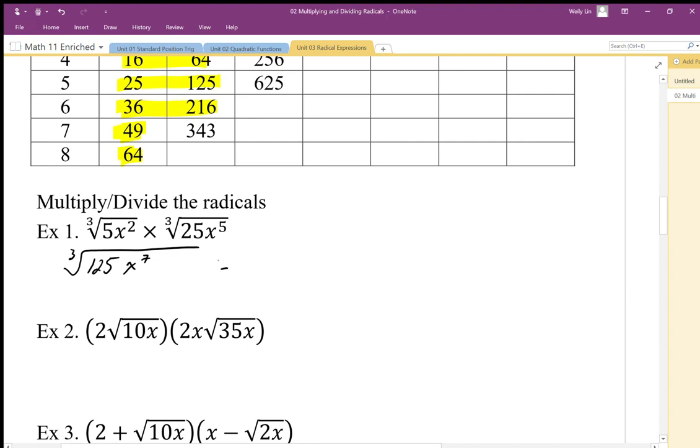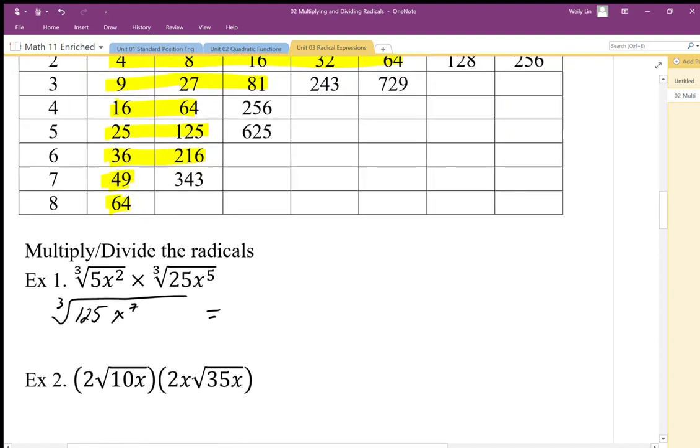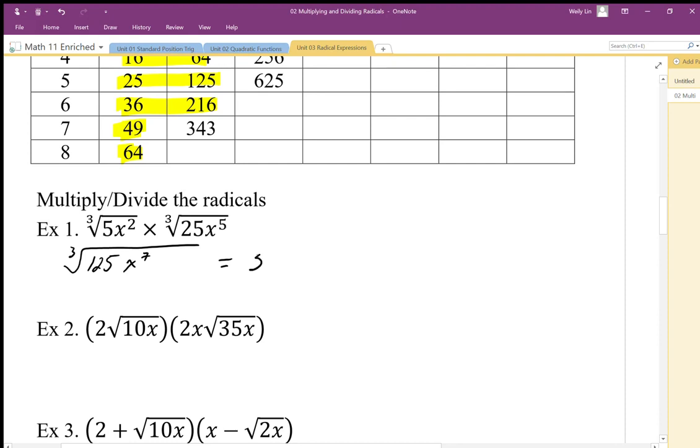Now this can be simplified, since 125 is a power of 3. That's a perfect cube, so that should end up on the outside. With x to the power 7, we can take the cube root of x to the power 6 to get x squared, and we're left with 1 x in the radical. In fact, maybe I'll show the steps here. This is going to be the cube root of 125, x to the power 6, times the cube root of x, and then this becomes 5x squared cube root x.